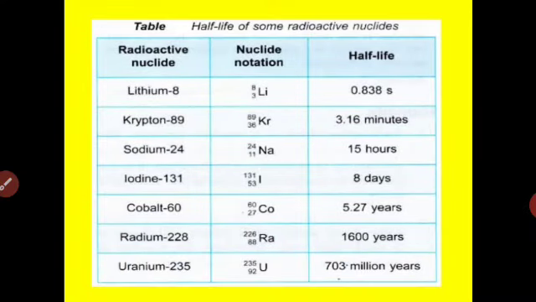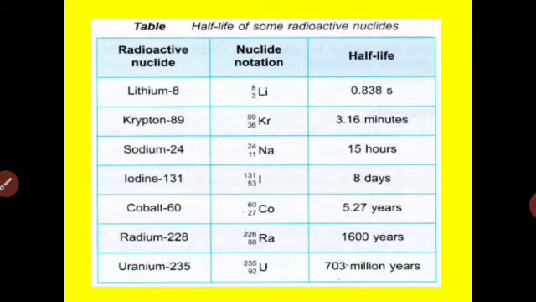Let us now see the examples of some half-lives of certain radioactive nuclides. The first one is lithium. Lithium has a half-life of 0.838 seconds. You can see it disintegrates so fast, that is, after 0.838 seconds, the number will decrease by half. So the rate of decay is fast.